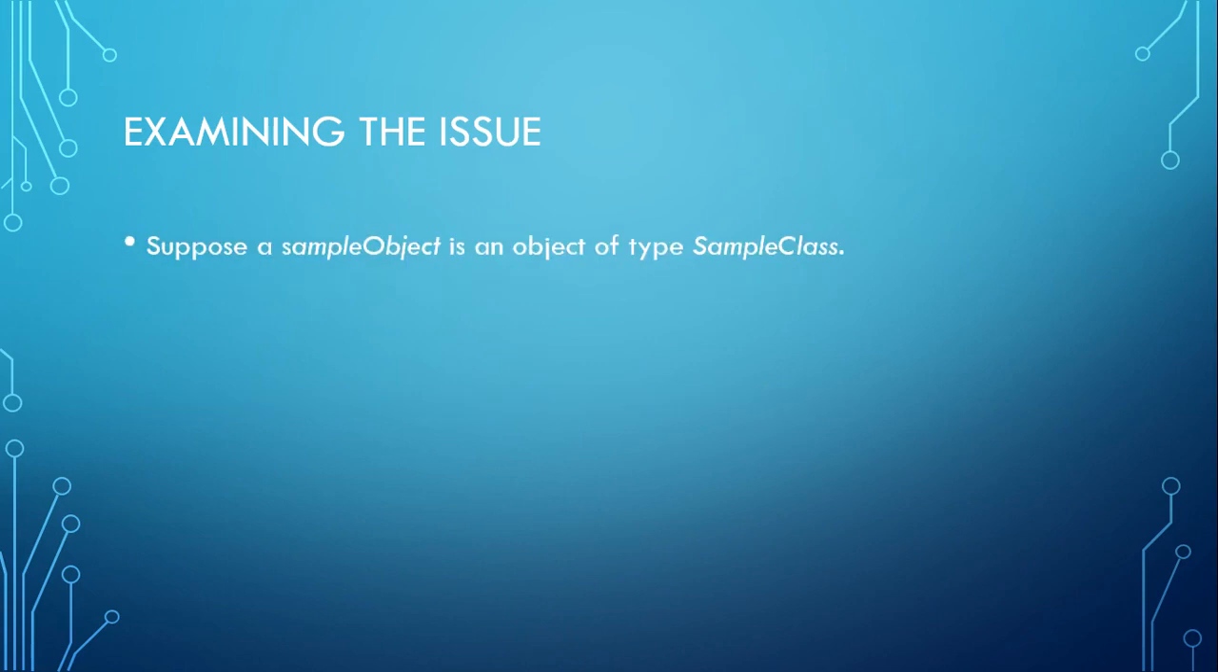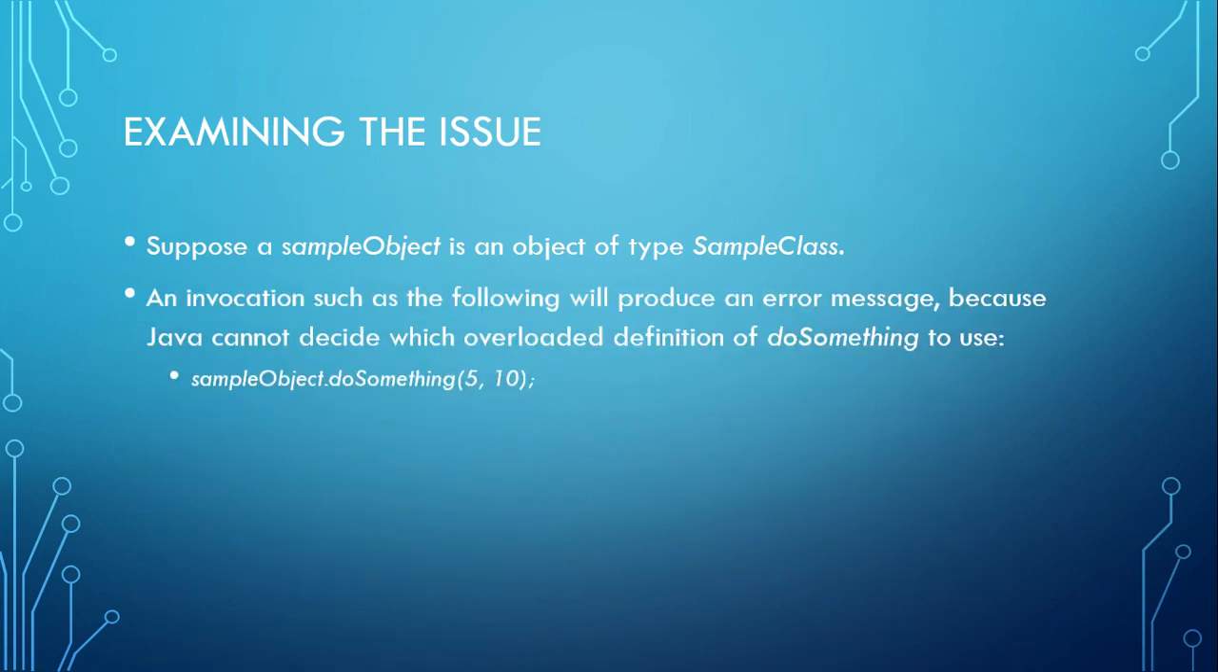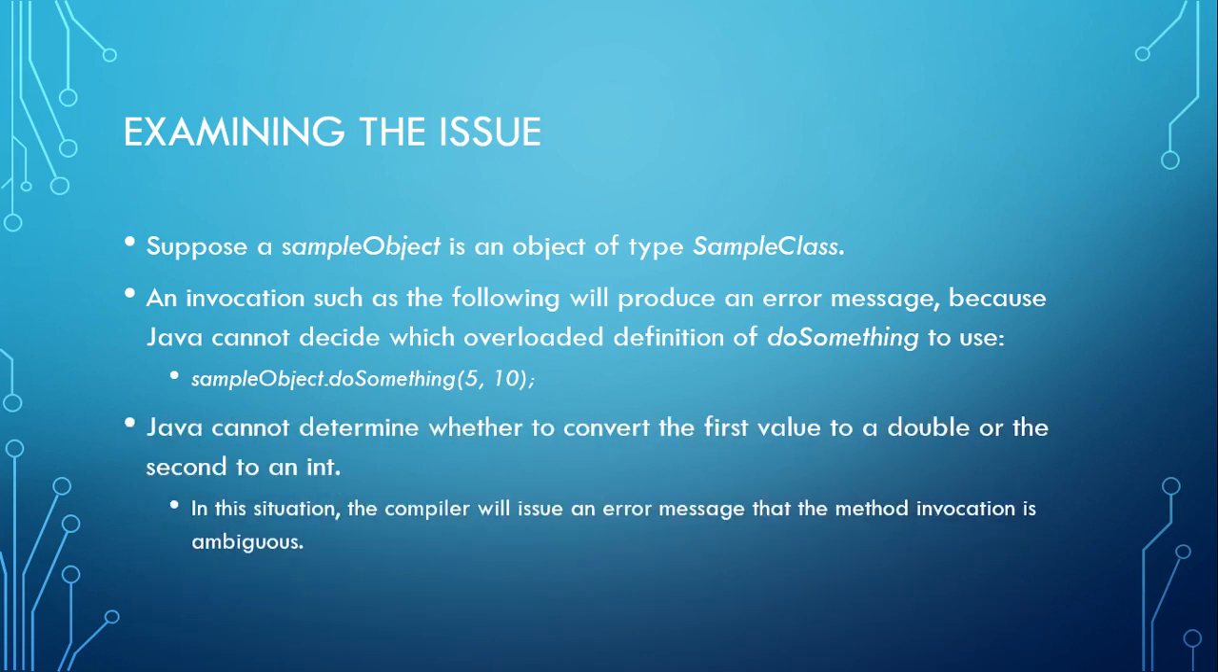So suppose we make an object called sample object, and that object belongs to our type sample class. An invocation such as the following will produce an error message because Java cannot decide which overloaded method it's supposed to use from doSomething. So if I have sample object.doSomething(5, 10), it's going to be kind of ambiguous to Java. Java cannot determine whether to convert the first value to a double or the second to an int, because if you remember, in our one method we have an int and then a double, or we have a double and then an int. So it doesn't know which way it wants to go.